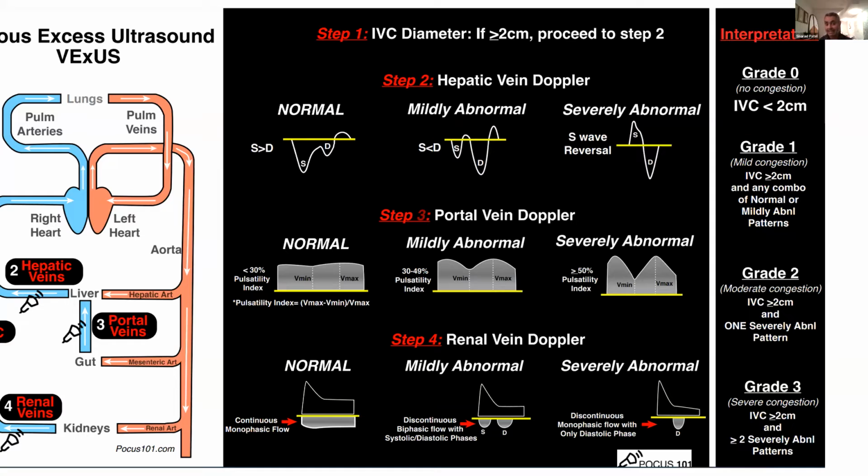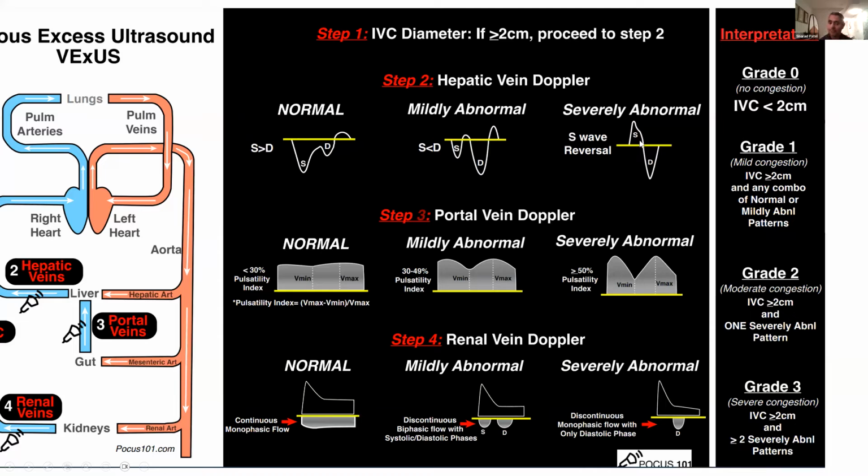Once you're interrogating the hepatic vein, this is what normal looks like. Your systolic is greater than your diastolic. This is a normal pattern, and it tells you that there is likely a normal CVP. But as congestion worsens over time, this is the picture you get. The diastolic component gets bigger, and then eventually you'll just have one wave.